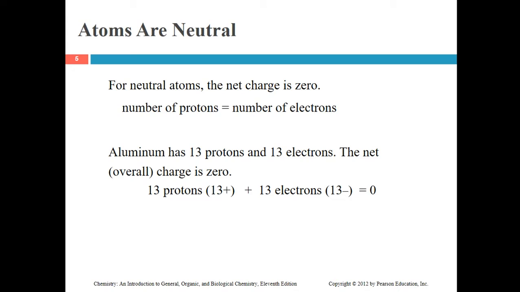Well, if they're positively charged and atoms are neutral, then there's something else hanging around in that atom, and of course we know it's electrons. So since the overall net charge is 0, however many protons, i.e. positive things you have, that's the same number of electrons, negatives. So for example, aluminum has 13 protons. So that means it must have 13 electrons. Why? 13 positives and 13 negatives has a net overall charge of 0.